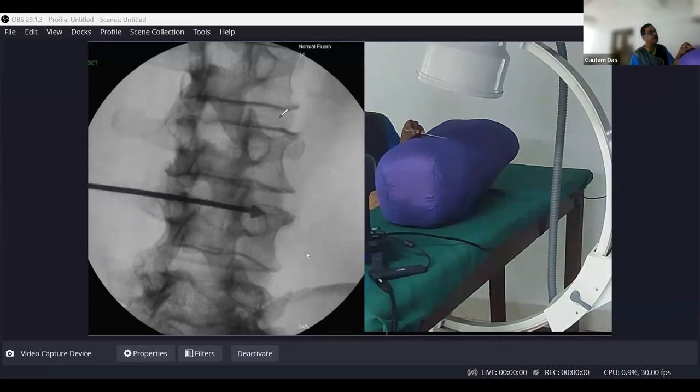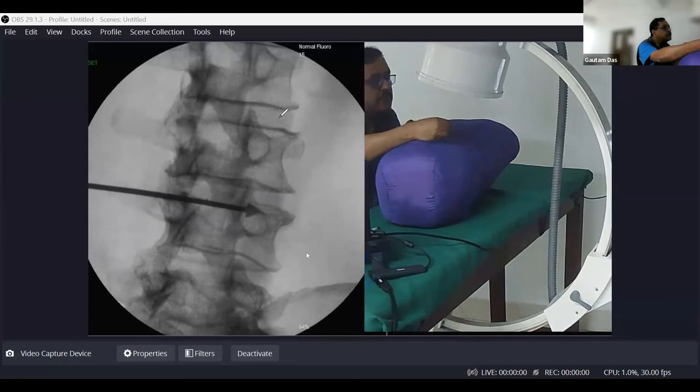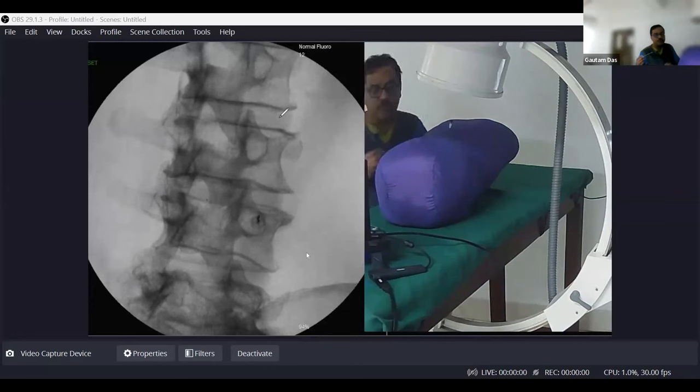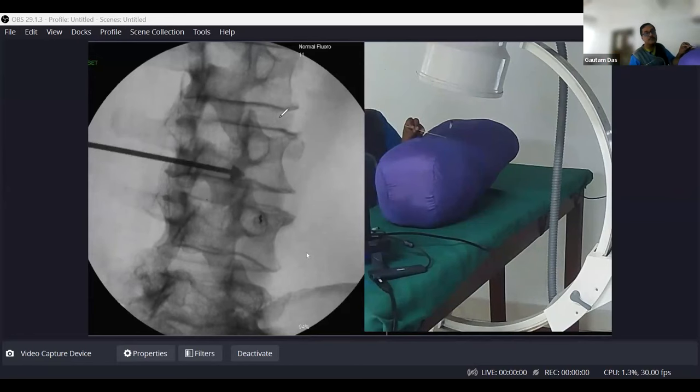Okay, this is the eye of the Scottie dog, the junction of the superior articular process and the transverse process, again in tunnel vision. So this is the tunnel vision and I am going into the eye of the Scottie dog. Here you can go directly and hit the bone. You have to go and hit the bone there. Once I hit the bone, then I'll go to the lateral view. And for the intra-articular, again, I can see the joint there.